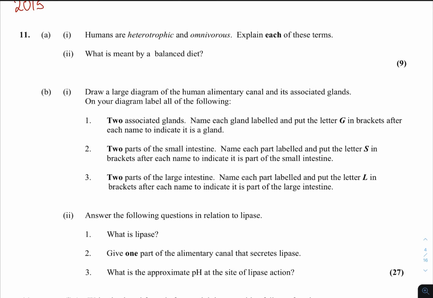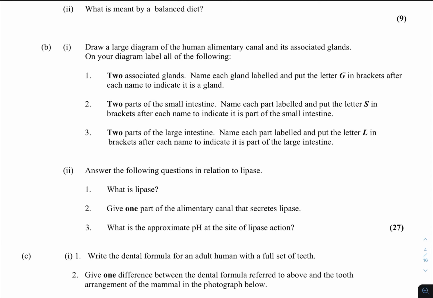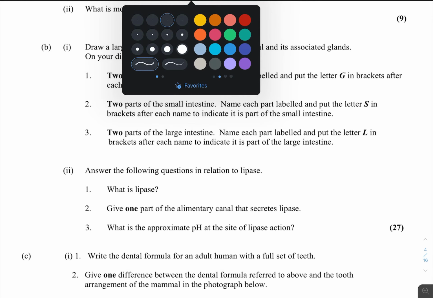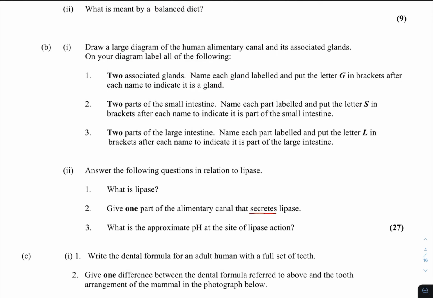Okay, so let's talk about lipase. So what is lipase? Give one part of the canal that secretes lipase. So that's important there, that it says secrete, not make. Okay, so just be careful of that. Okay, and the approximate pH of lipase action.